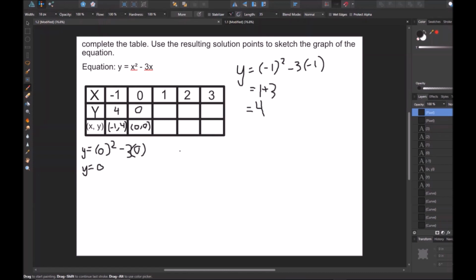And then for the x value of 1, we do y equals 1 squared minus 3 times 1. So 1 squared is just 1, and -3 times 1 is -3. So y equals -2. So our ordered pair is going to be (1, -2).